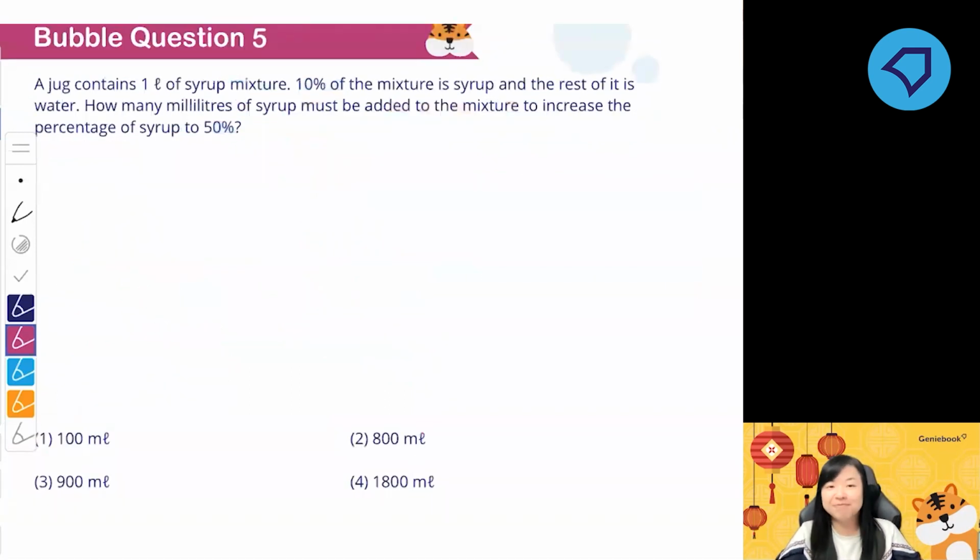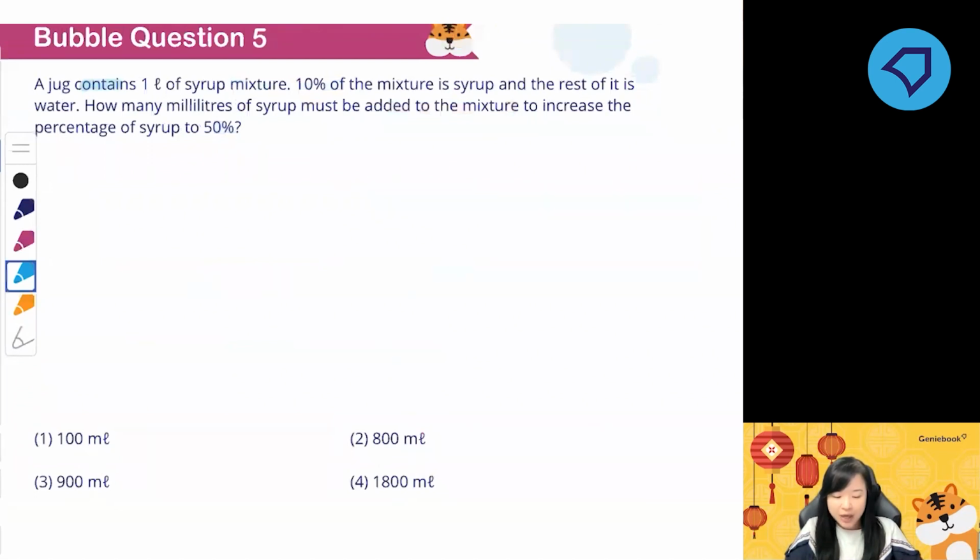Are you all ready? Read the question first. Let me highlight. A jug contains 1 liter of syrup mixture. It's the whole thing that is 1 liter. And what happened? 10% of the mixture is syrup and the rest is water. How many milliliters? They want it in milliliters, so be very careful. Must be added so that we can increase the percentage of the syrup to 50%. Percentage again. Yes, P6 is all about percentage, fraction, and ratio.